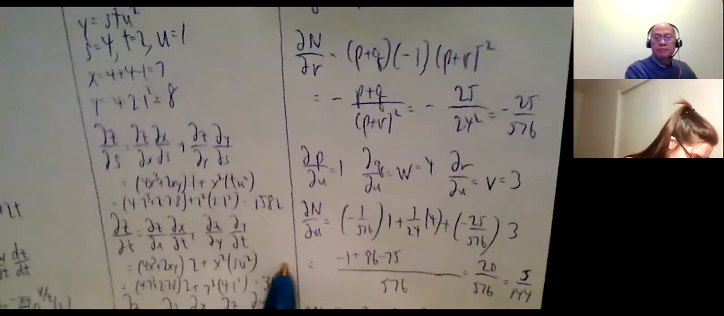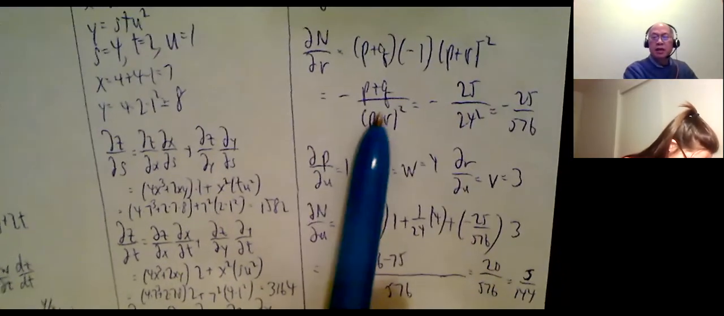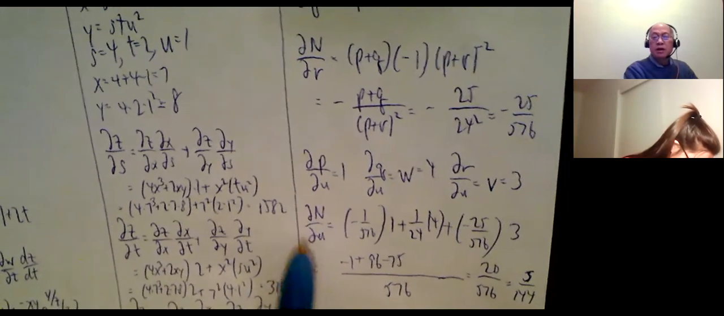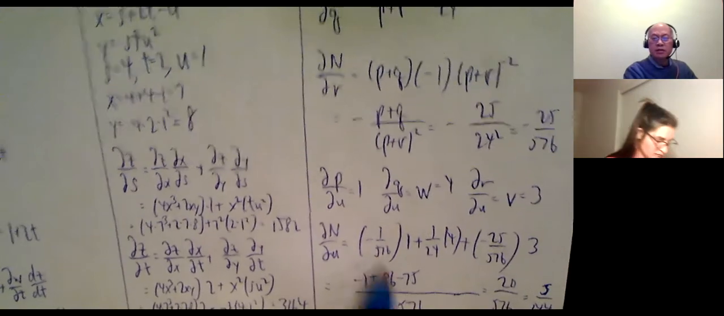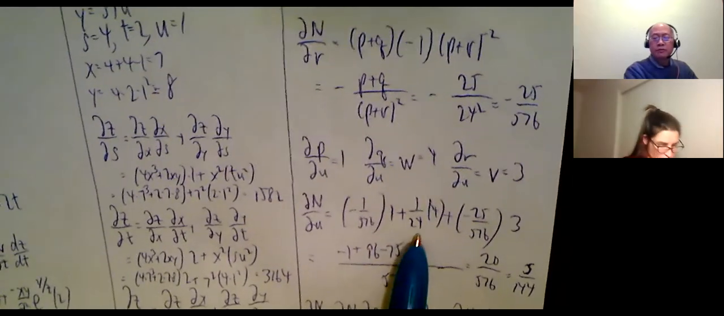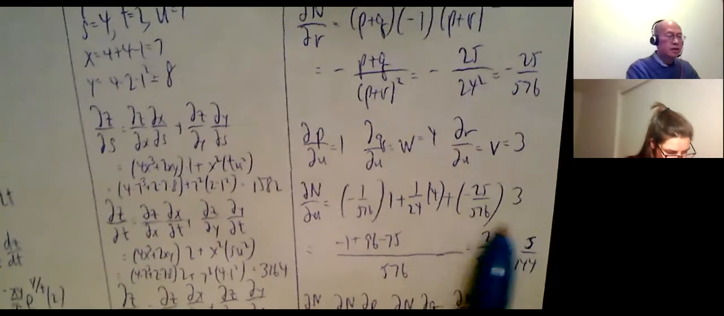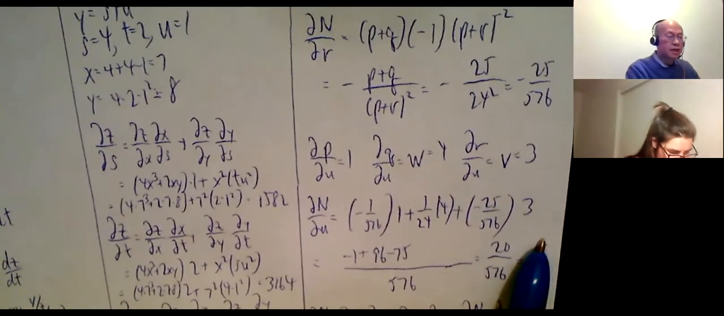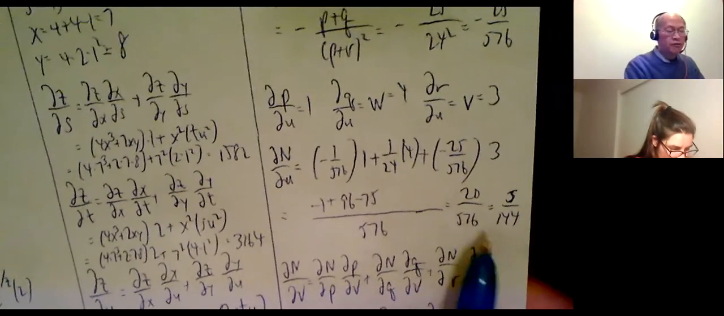Plug everything in. So I guess you just have to take my word for it. But plug in P and Q. This is negative 1 over 576, it looks like, times 1, plus 1 over 24 times 4, plus negative 25 over 576 times 3. Okay, just take out the parts and put them together. Comes out to be 5 over 144.